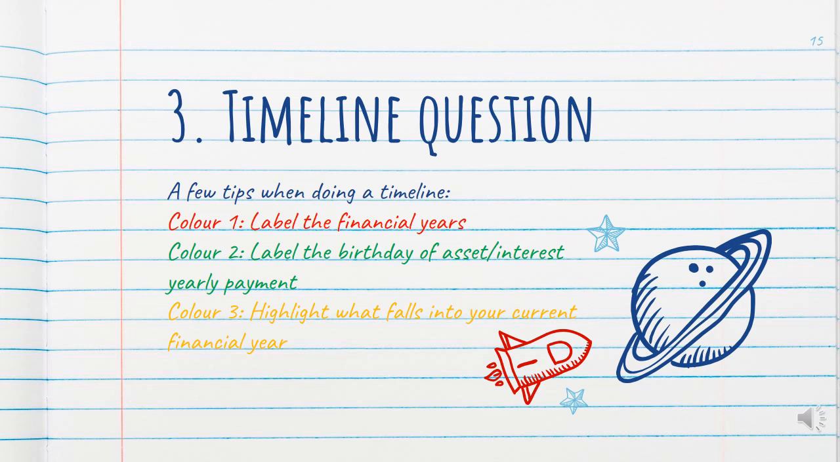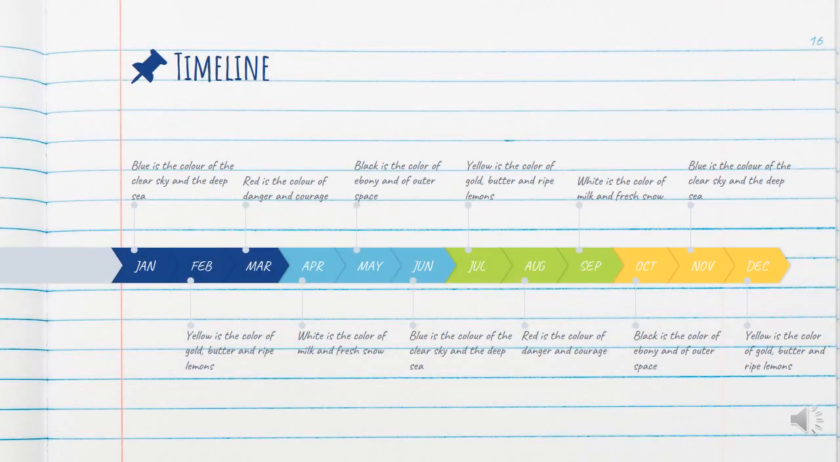And then your third color, you will highlight the pieces that fall into your current year. Now, I know that's a bit confusing at the moment, but when we do a question, it will make sense to you. So this was just a random timeline that I saw somewhere, but I just wanted to use this timeline to show you what a difference it makes to actually use colors. So this wasn't a calculation, but if it was a calculation, do you see how much easier it is to look at this and be able to work out the different pieces of each of these colors?